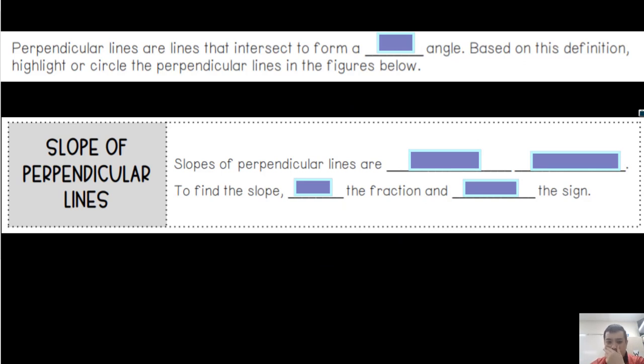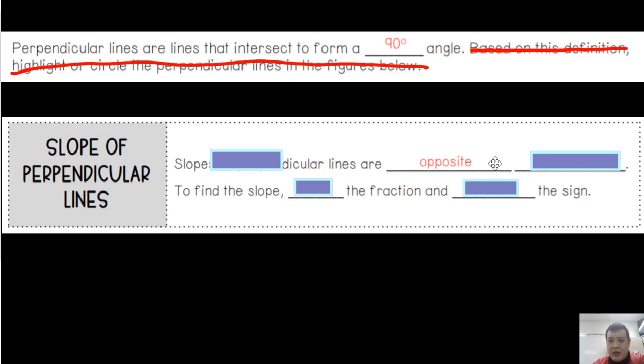Perpendicular lines, as we talked about, are lines that intersect to form a 90-degree angle. We already did this part in class. And so slopes of perpendicular lines are opposite reciprocals. To find the slope, we flip the fraction and change the sign.